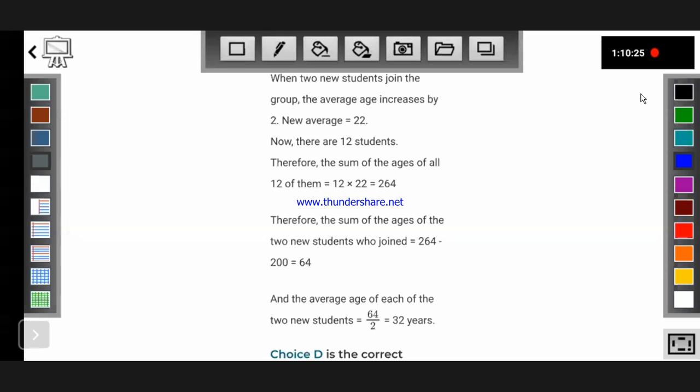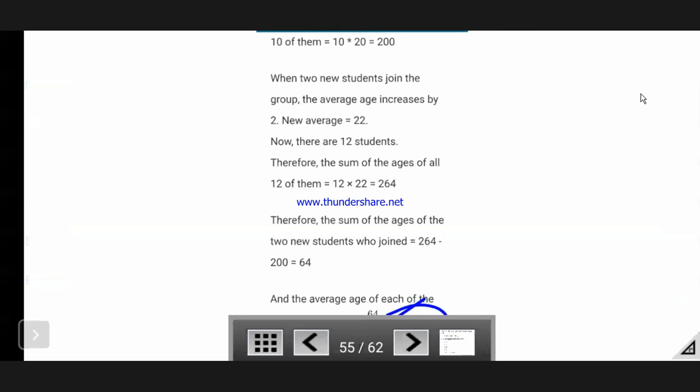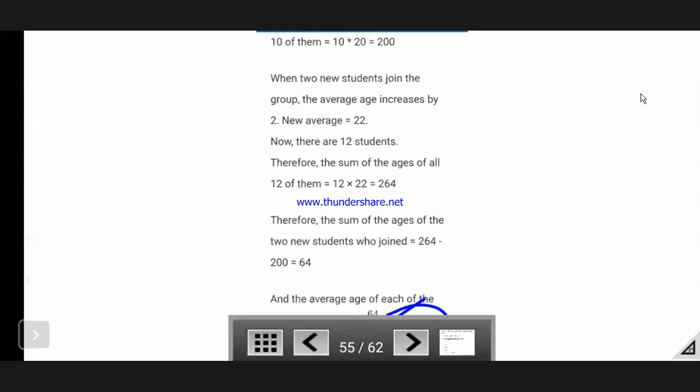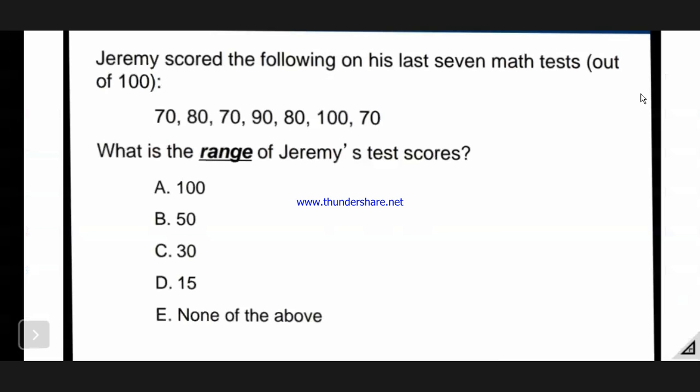By dividing it by 2, we get 32 years. The average age of the 2 students is 32. Any doubts? Shall we move to the next? Yes, ma'am. They are asking us to calculate just the range. Try to do it by yourself.